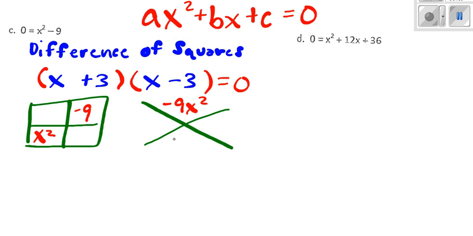We have no b term, which means it's 0. There are 0 x's in this problem. So what multiplies to a negative 9x squared and adds to 0? We know that 3 times 3 is 9. So if we plug in a negative 3x and a positive 3x, they multiply to a negative 9x squared and they add to 0. The only way for two things to add to 0 is if they are the same absolute value, but they have opposite signs. So the positive 3 and the negative 3.